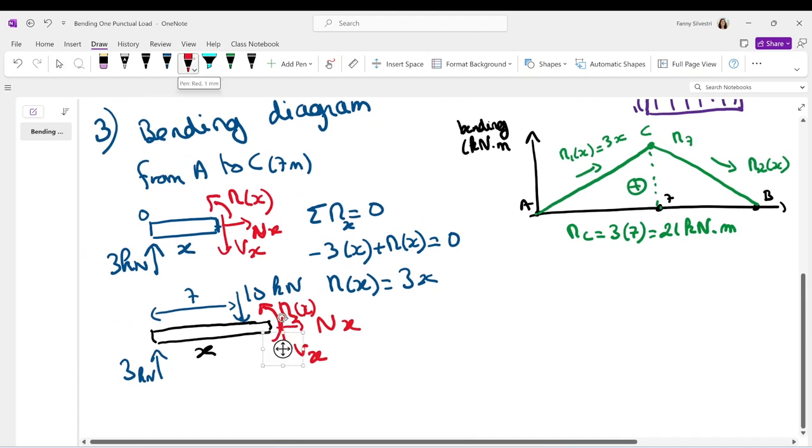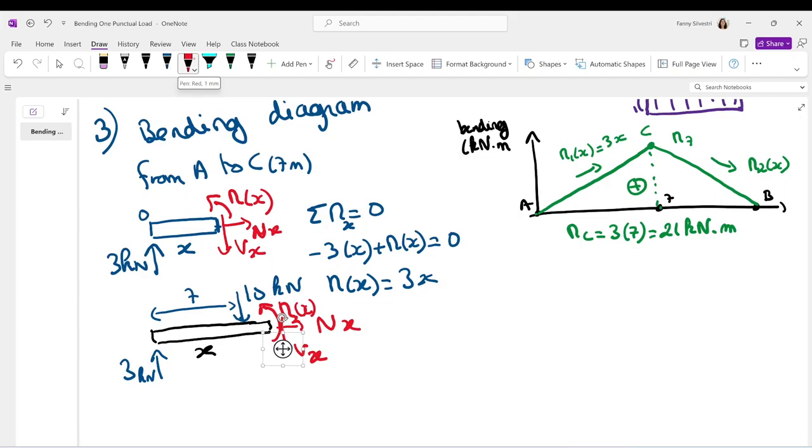Vx, we know how much it is. That will be at the -7. And x, we know it's 0. What we want to find is Mx. And we do another equation of equilibrium. Sum of the moment at the point x, that is there, equals 0.